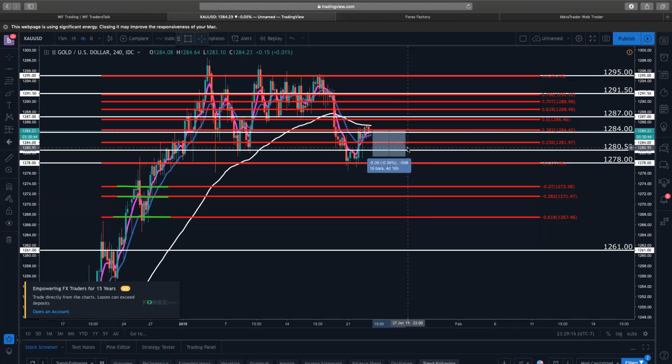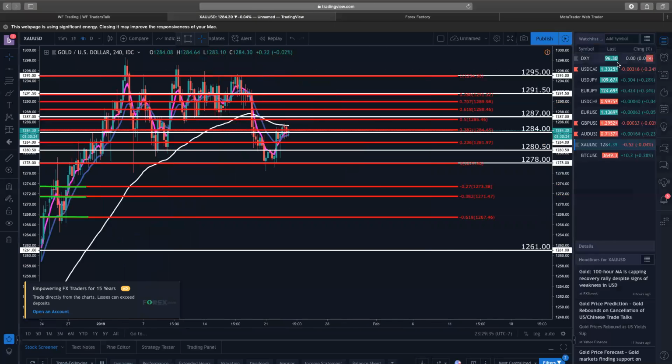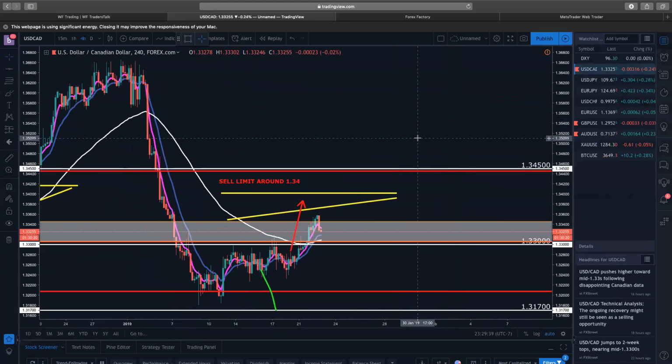Other than that, I would like to see maybe gold going up after it hits anywhere around 1279 or 1278. So that's what I got for gold. As far as any other pairs go, are there ones you guys want me to check out or mark up? I kind of ran through my list fast just because I don't really see setups like that tonight.